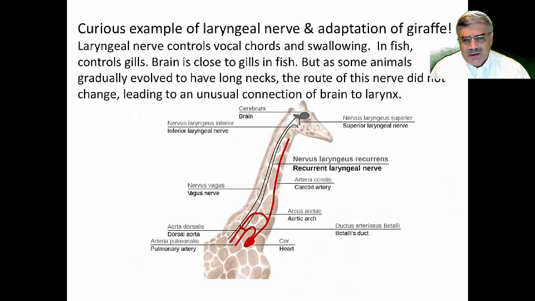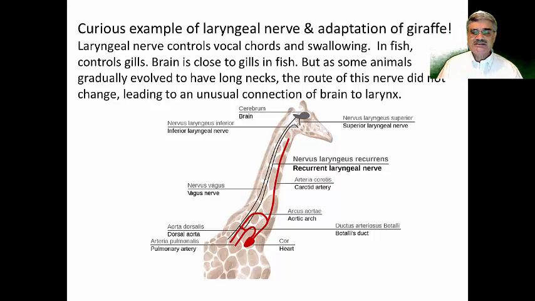An interesting or curious example that is discussed in the field of evolutionary biology is the laryngeal nerve in the adaptation of the giraffe. Now, this seems like an odd topic, but it's kind of an interesting one. The laryngeal nerve controls the voice box, which we need for speech and for swallowing. And the laryngeal nerve connects the brain to the larynx or to the voice box. In fish, the laryngeal nerve controls gills. But the brain of a fish is fairly close to the gill. They're located next to each other. But in other animals, there's a slight difference in the location of our brain and our voice box.